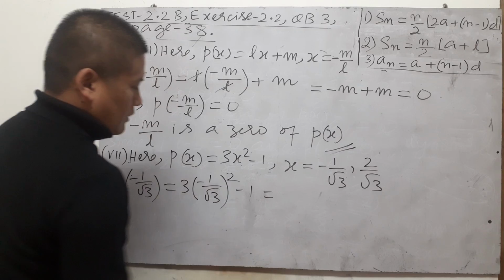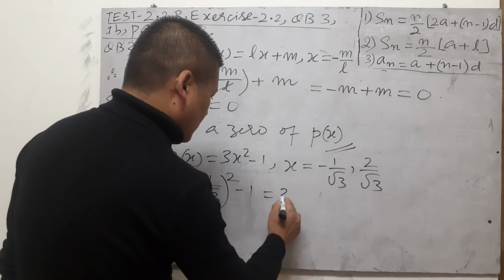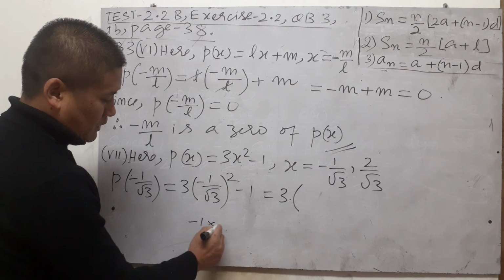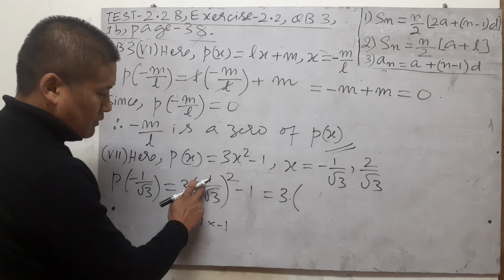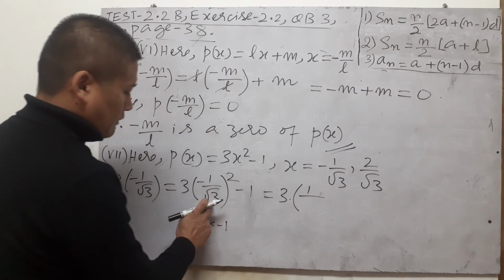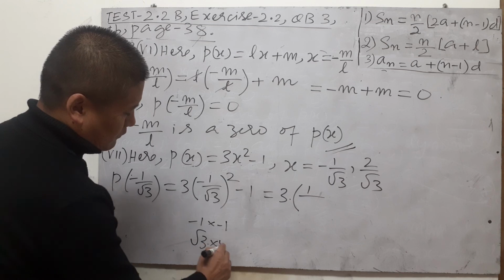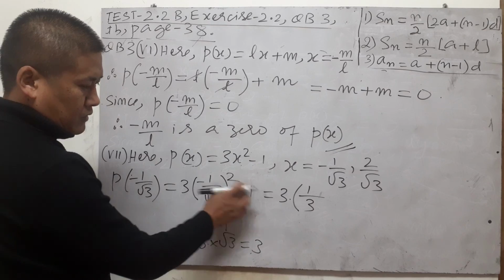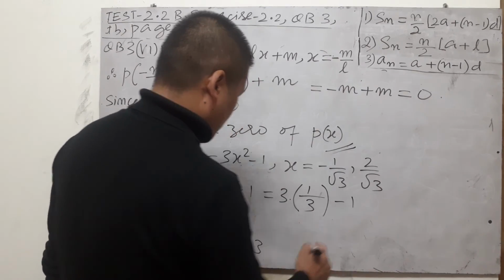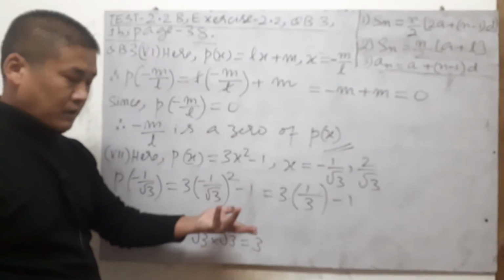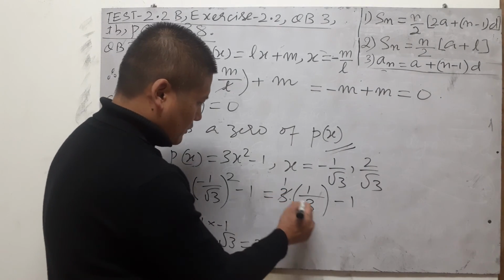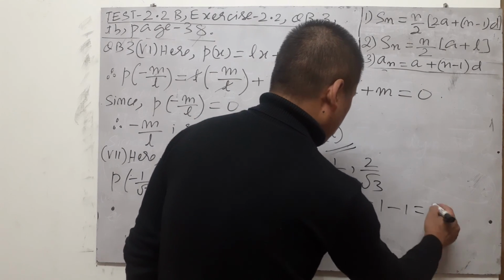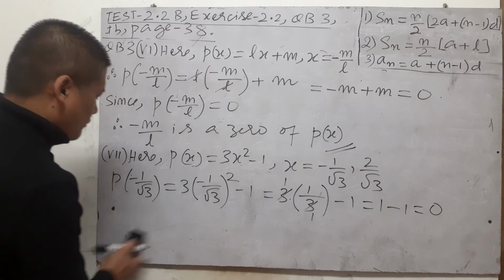Minus 1 is equal to, yes, 3 into minus 1 squared: minus into minus is plus, so minus 1 squared is plus 1, divided by root 3 squared, which means root 3 into root 3, 2 times, which is equal to 3. So down here will be 3, root 3 squared is 3, so that's covered. Minus 1, minus squared is always plus, right? And 3 ones are 3, 3 ones are 3, so this leaves you with 1 ones are 1, minus 1 equal to 0. And we have to try for the next one.